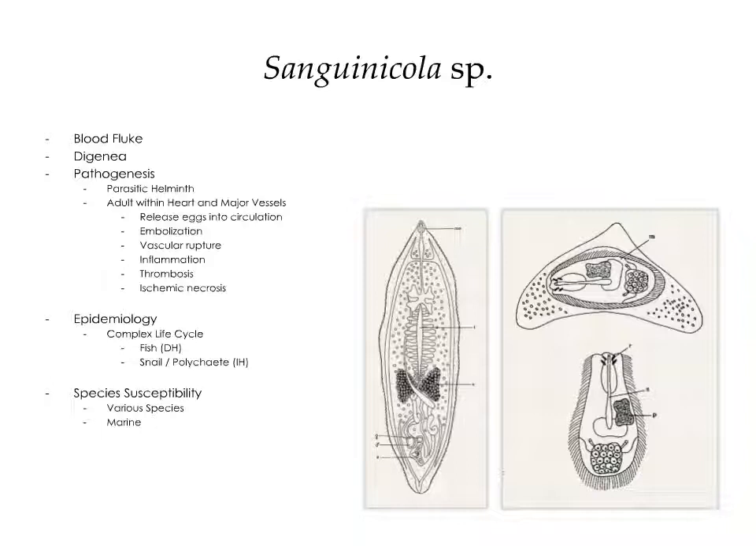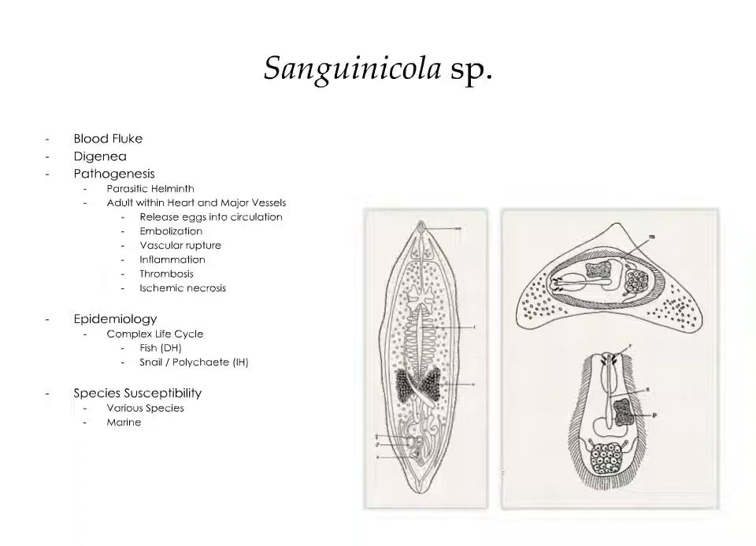Sanguinicola is a blood fluke belonging to the group Digenea. This is a parasitic helminth. The adults live within the heart and major vessels. The eggs are released into circulation. This results in embolization, vascular rupture, inflammation, thrombosis, and ischemic necrosis. The gills are especially prone to embolization.